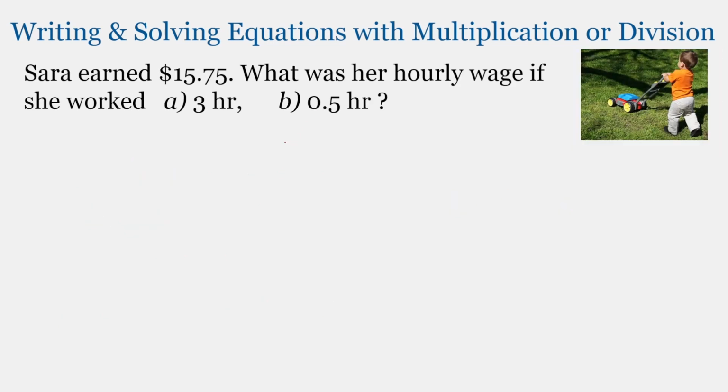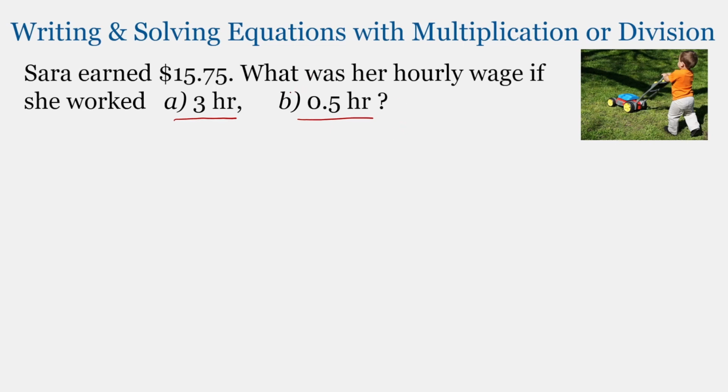Finally, we have Sarah earned $15.75. That's the total amount of money she earned. What was her hourly wage if she worked? In part A, we will find her hourly wage if she worked 3 hours. And then in the second problem, we're going to find her hourly wage if she worked a half an hour.